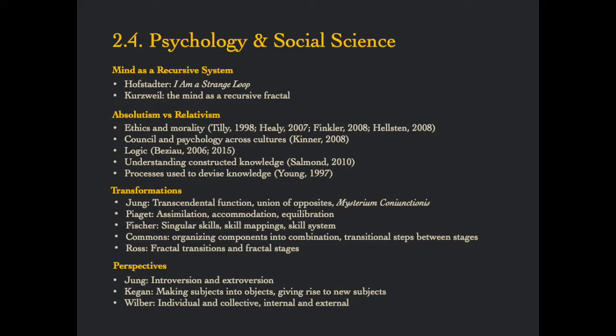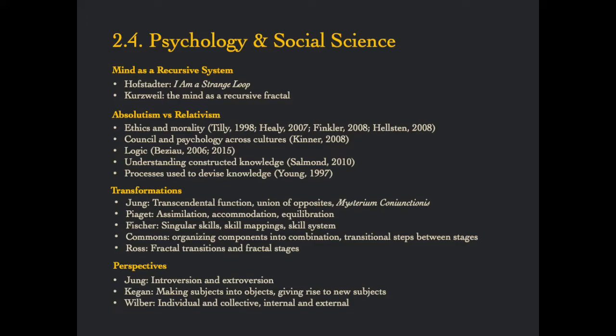Kurt Fischer proposed a similar idea, continuing from Piaget's thinking, where he proposed that there are three different kinds of transformations that people go through with skills, where people first have singular skills, and then they have skill mappings where they relate the singular skills to each other, and then they have skill systems where the different relationships between the different skills that they have are combined into a system, which then serves as the basis for a new kind of singular skill.